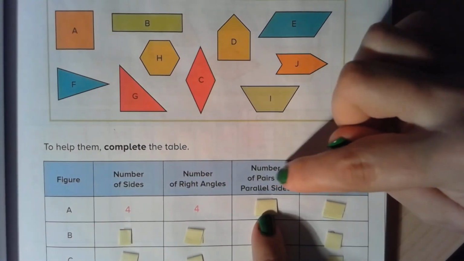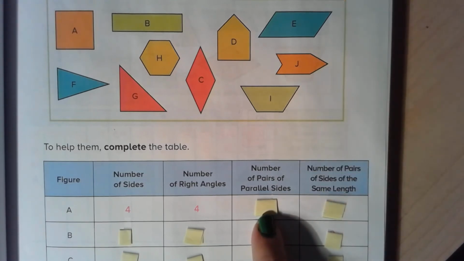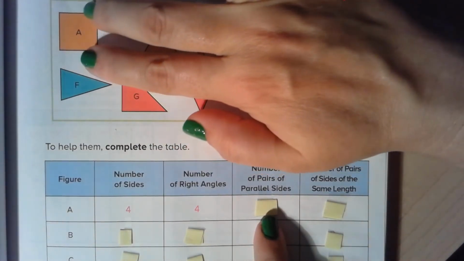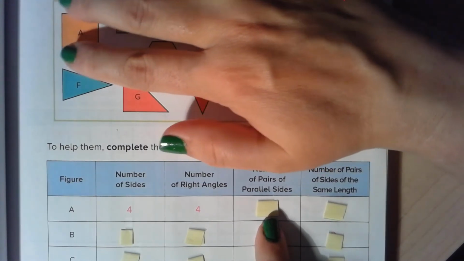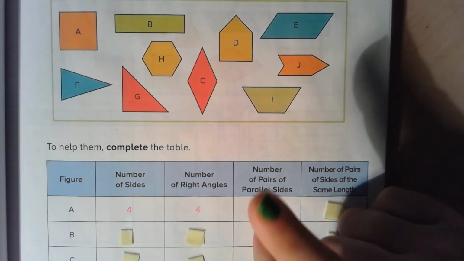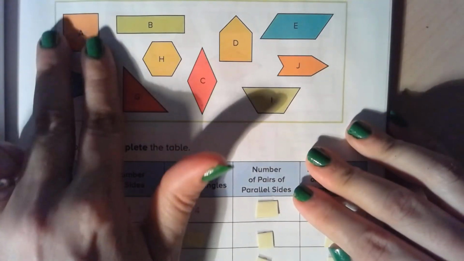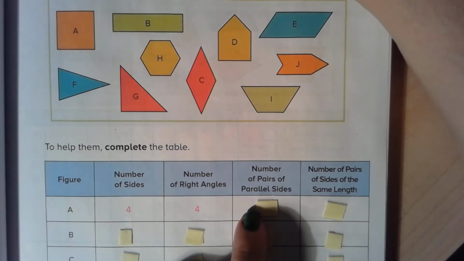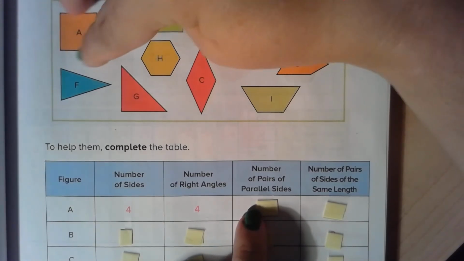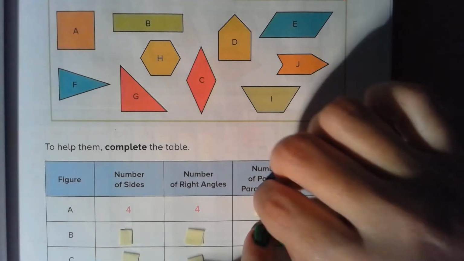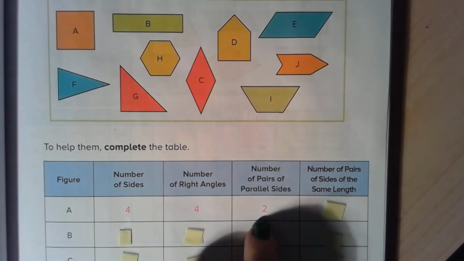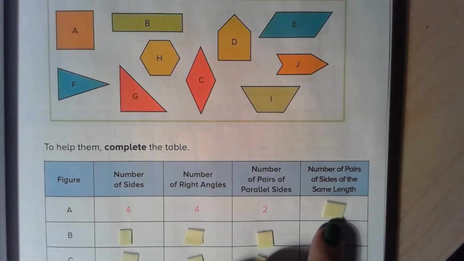The number of pairs of parallel sides. So these 2 sides are 1 pair. The top and the bottom is 1 pair. And the left and right side is another pair of parallel sides. So we have 1 pair and 2 pairs. That's where they're getting the number 2 from. And then the number of pairs of sides of the same length.